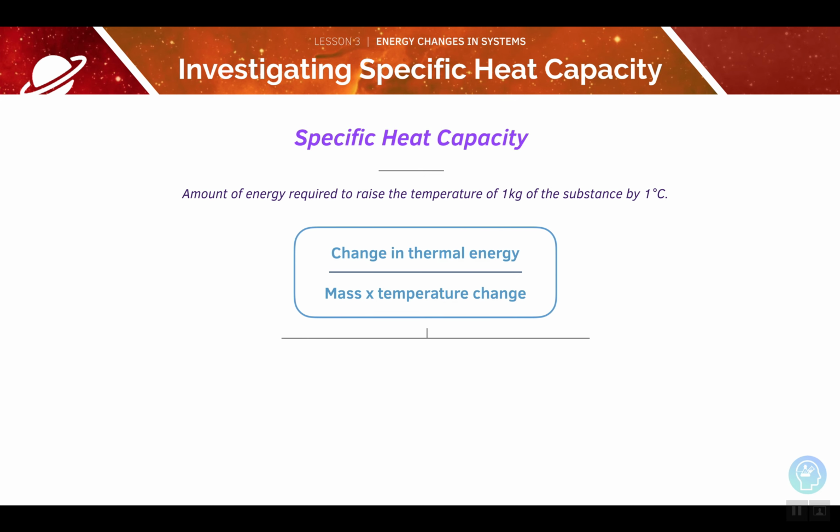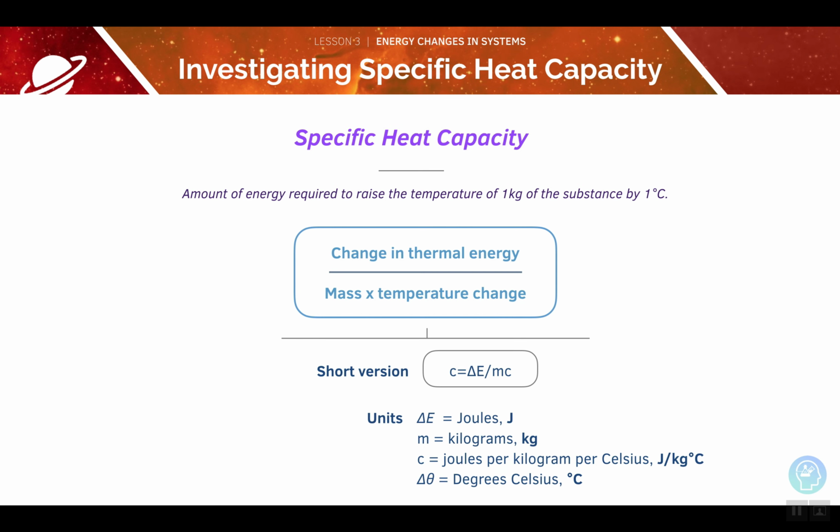We can rearrange this into specific heat capacity equals the change in thermal energy divided by the mass multiplied by the temperature change. Again, we can show here that there is a short version that is acceptable in exams. However, you still need to know what the symbols stand for. Here are the units for the equation, which we have already been through earlier in the lesson.